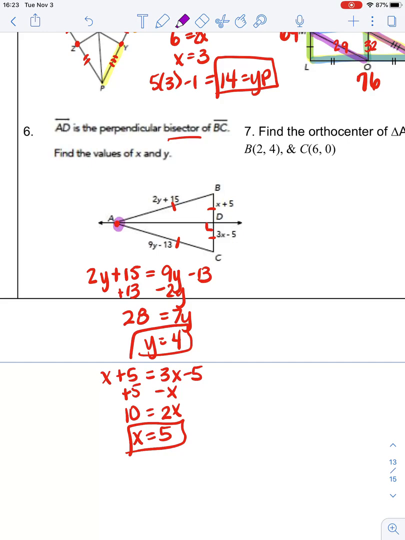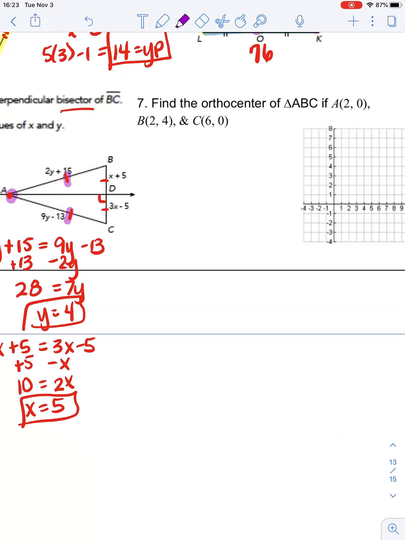So this is the trick right here, is that it goes through the vertex A, which means that this is isosceles. So that's the trick. You might get the x values without knowing that, but you have to know that to be able to get your y values. The last one is to find the orthocenter.